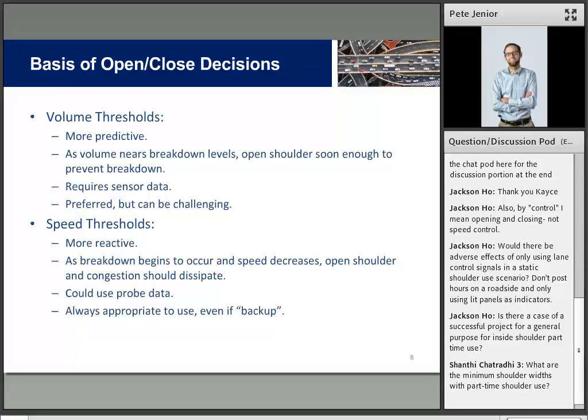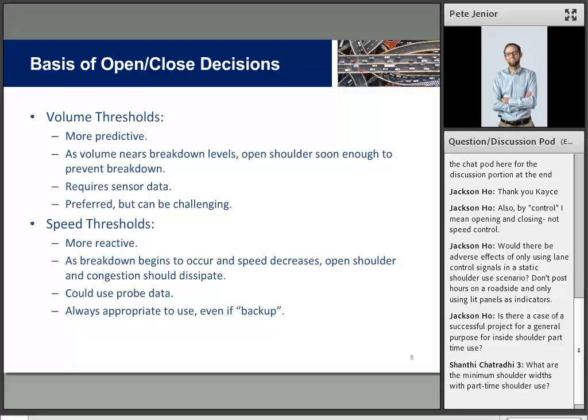When we talk about opening and closing the shoulder from an engineering perspective, really it boils down to volume and speed. Most agencies that have dynamic shoulder use a mix of volume thresholds and speed thresholds to understand what traffic conditions are currently and what they're going to be in the future, and that certainly is the most effective approach: to use both. In general, volume thresholds, or perhaps volume-focused thresholds, if you're using both, are more predictive.